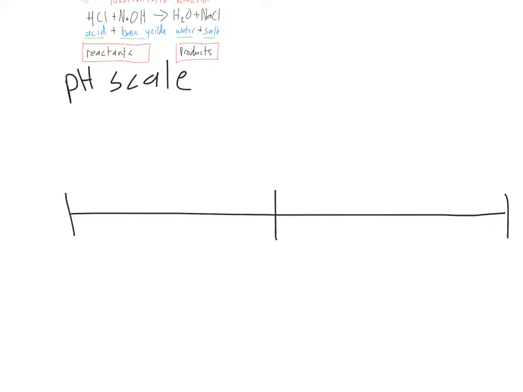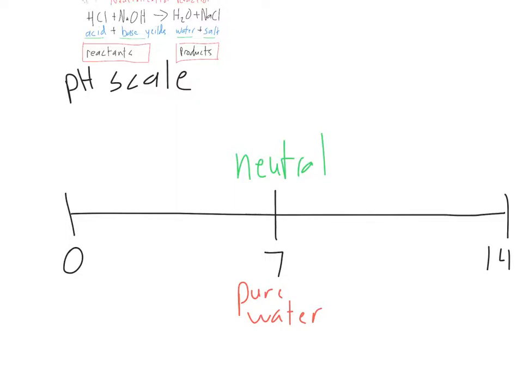The pH scale. So what does the pH scale go from? 0 to 14. What's in the middle? 7. Okay, what substance is 7? Pure water. We say that 7 is neutral. So from 0 to 7 are the acids, 7 to 14 are the bases. All right, if we're talking about ion concentration, neutral is what? What are the ions at neutral?